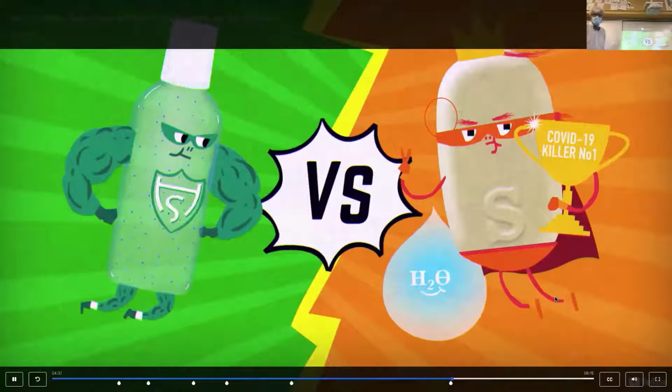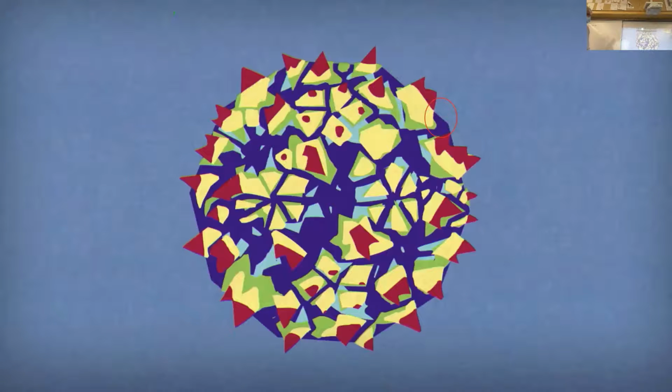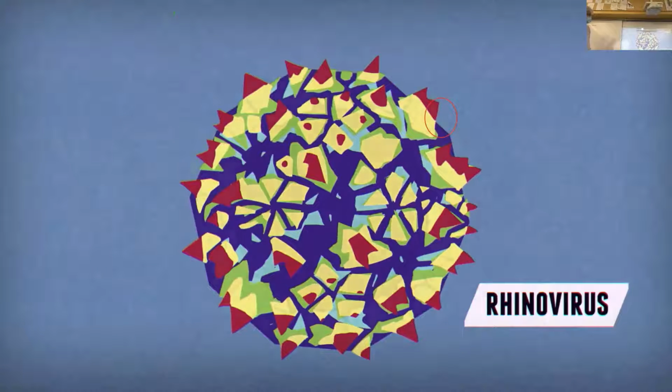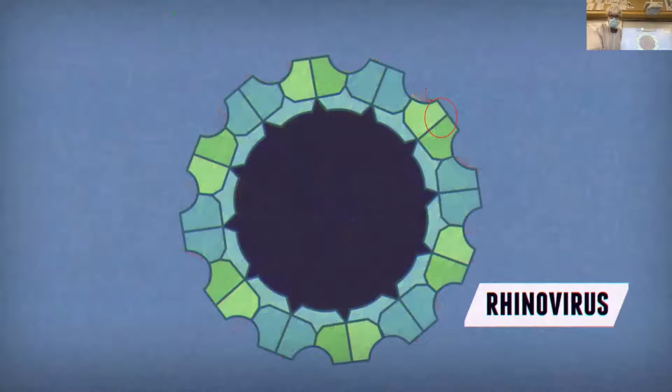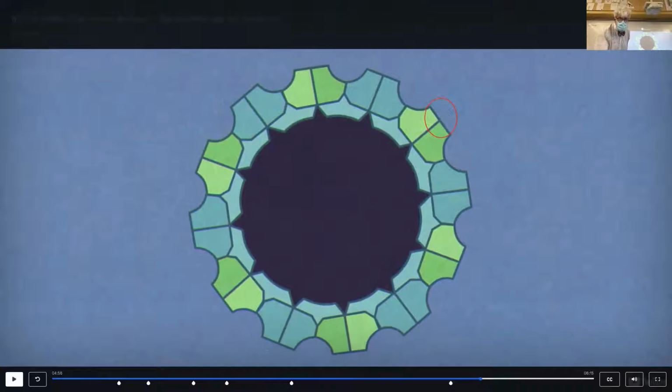So wherever possible, soap and water are recommended for a coronavirus. But does that mean it's best for every viral outbreak? Not necessarily. Many common colds are caused by rhinoviruses that have a geometric protein structure called a capsid instead of a lipid membrane.